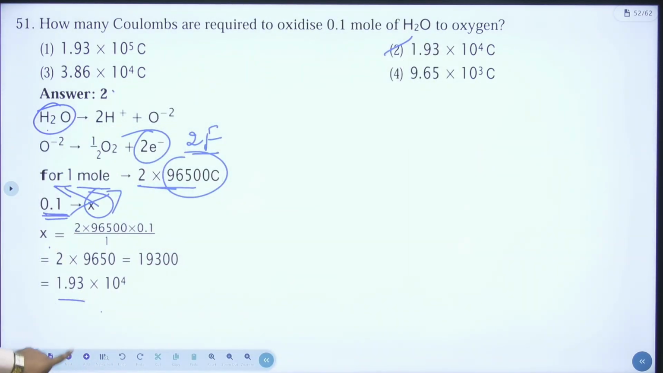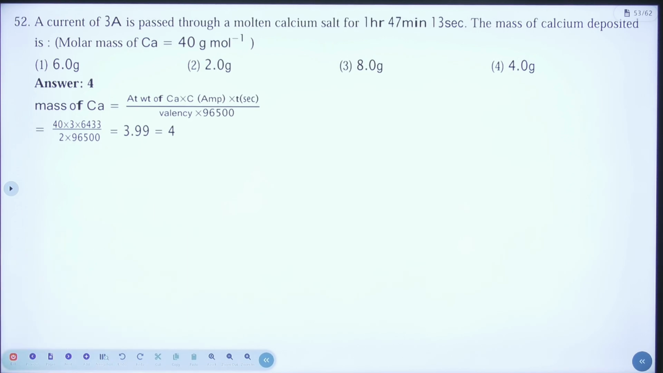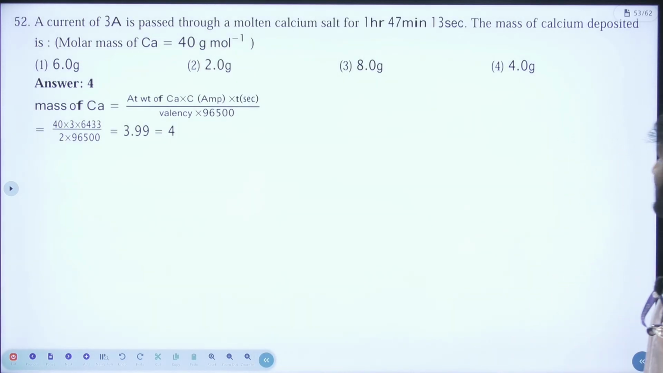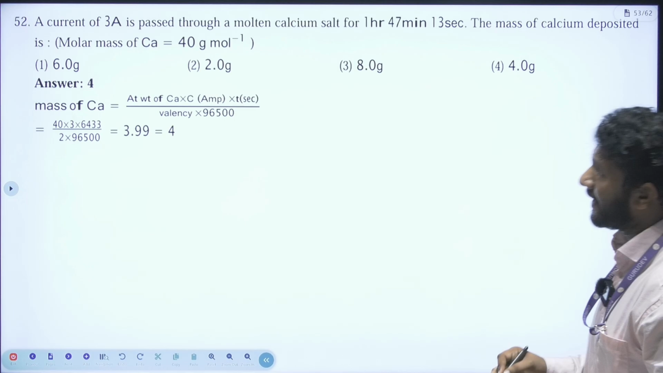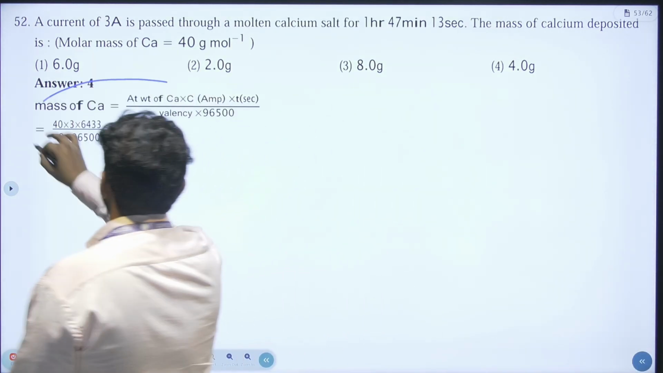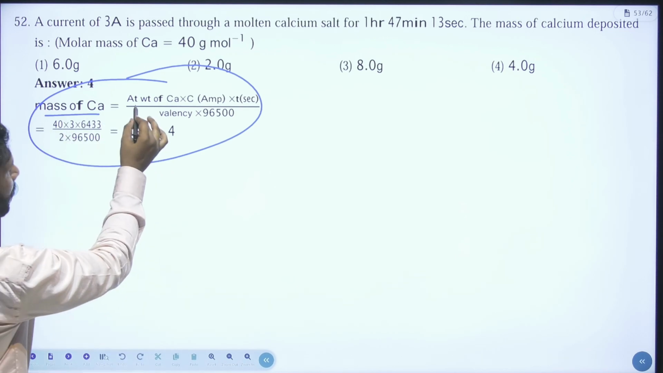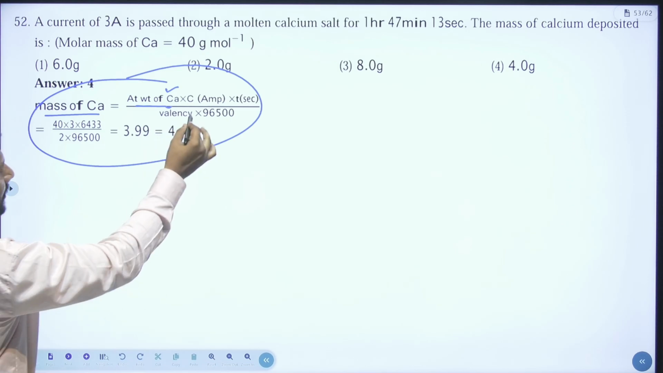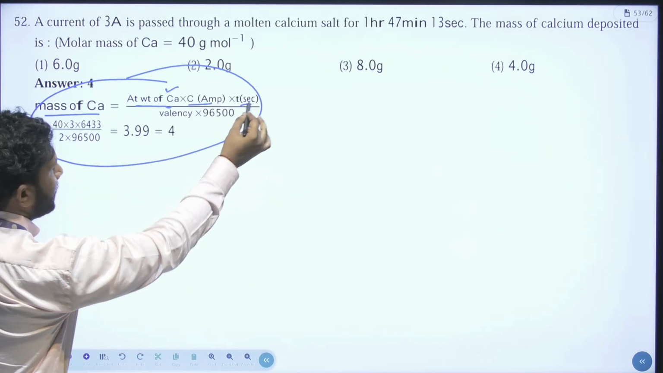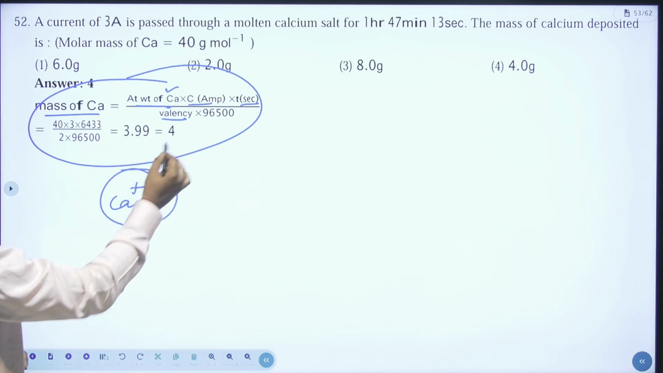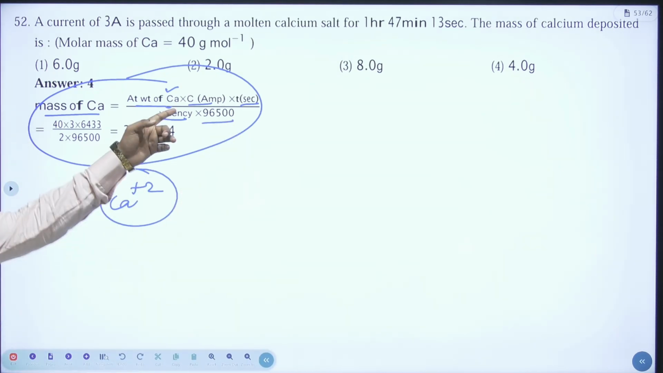Okay, next question. A current of 3 ampere is passed through a molten calcium salt for 1 hour 47 minutes 13 seconds. The mass of calcium deposited is, so here we have this simple formula. So this is based on Faraday's first law. This is from Electrochemistry chapter. So here mass of calcium is equal to atomic weight of calcium, and current in ampere, T in second, and valency of calcium means always +2, and Faraday means 1 Faraday is equal to 96,500.